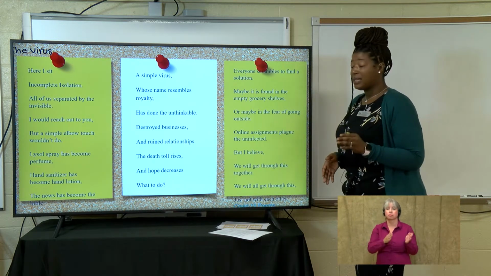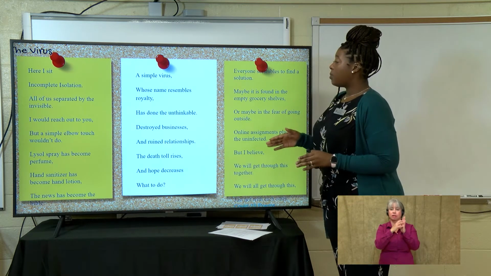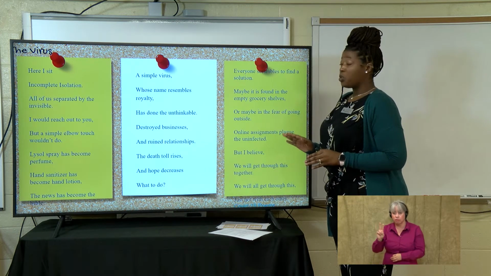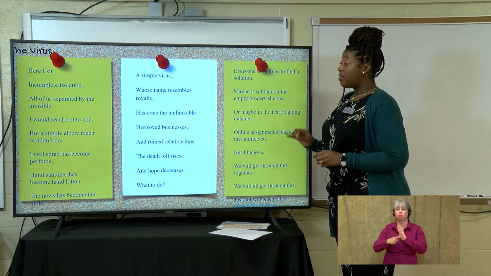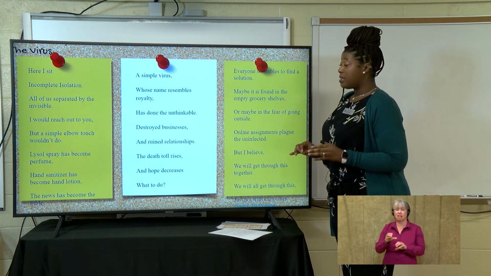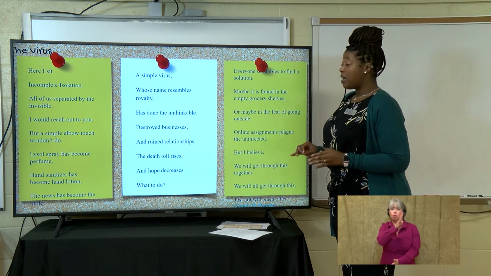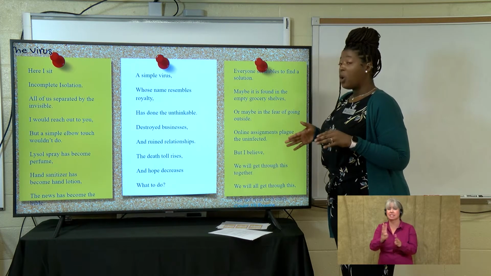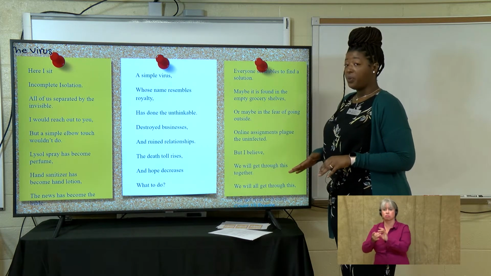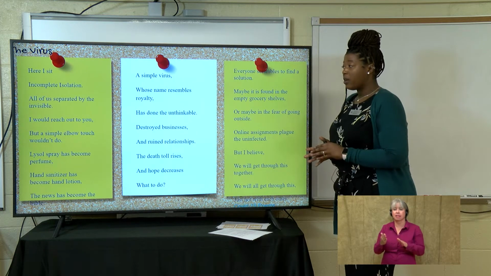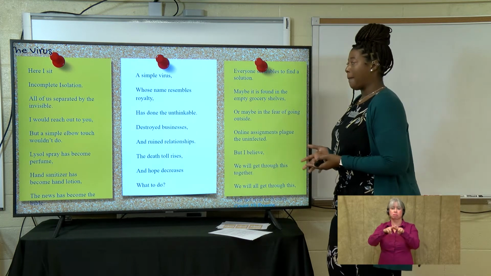Let's go on to the next section of this poem. A simple virus whose name resembles royalty has done the unthinkable, destroyed businesses and ruined relationships. The death toll rises and hope decreases. What to do? Now, in this part of the poem, what is the author saying?